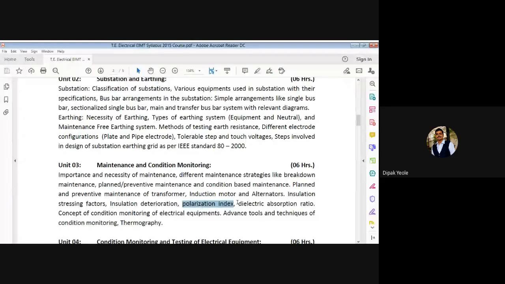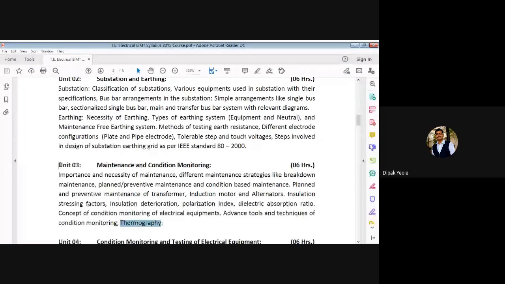Obviously it is related to the dielectric, and this is the 3B part, the concept of condition monitoring of electrical equipment. Advanced tools and techniques are available for condition monitoring, and the recent technique is called thermography. If it is possible for me to arrange a guest lecture on thermography, then surely I will arrange this lecture. So this is the 3A and 3B introduction.